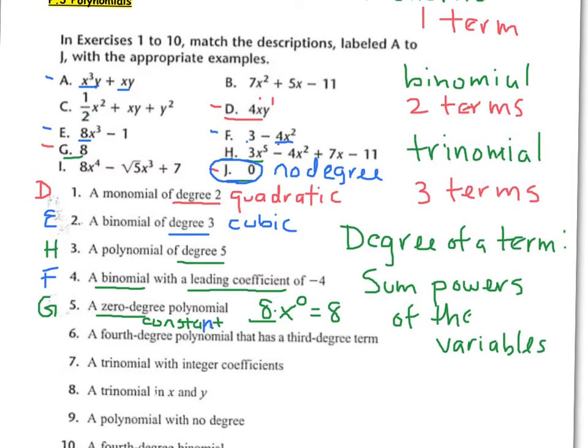Alright, as we finish up here, the 4th degree polynomial that has a 3rd degree term, so we're going to be looking for the polynomial with the highest degree of 4, and what remains there, we only have that in part I. It does have a lead term that's a 4th degree, and it does have a 3rd degree term in there too, so that's part I. 4th degree polynomial, they do have a word for that one based on the degree of it, and they call that a quartic.